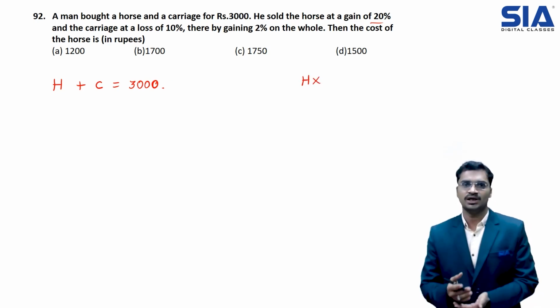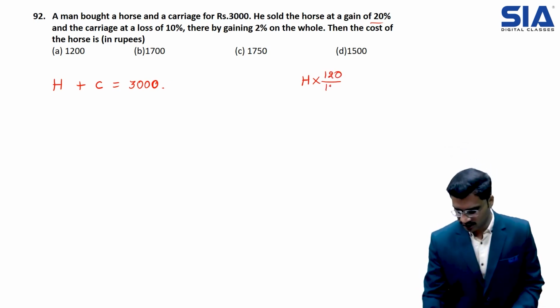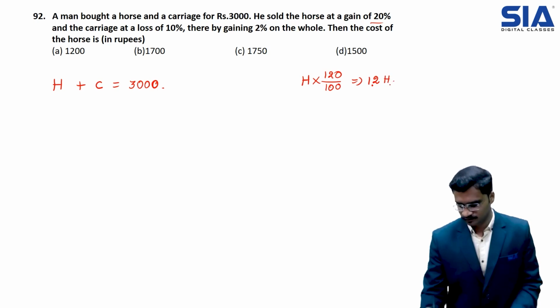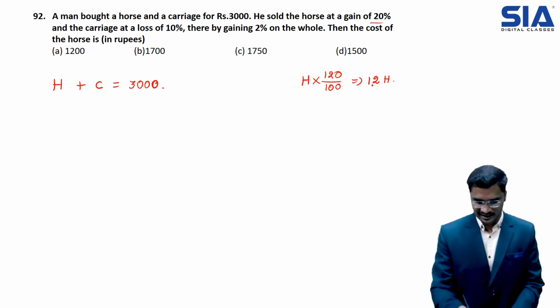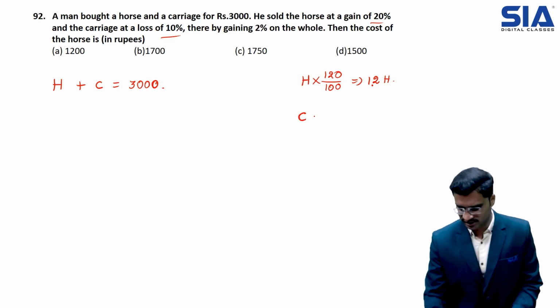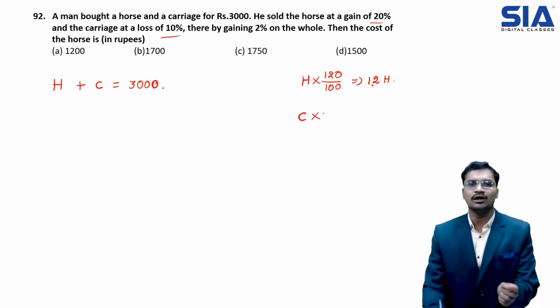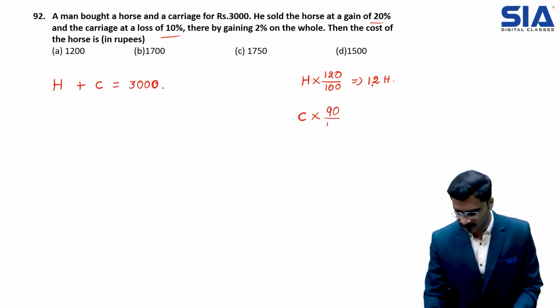So this value is becoming what, 120% of itself. So 120 by 100, or I can say that it is becoming 12 by 10 or 1.2 H. So the value of H is becoming 1.2 H. In the same way, the carriage is sold at a loss of 10%. So the cost of carriage is C, then it is being sold at a loss of 10%. So 100 minus 10 is 90. So it is becoming 90 by 100. So the value of C is becoming 0.9 C.